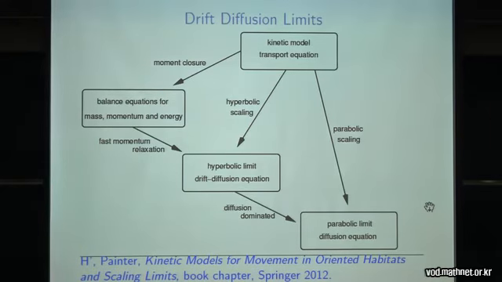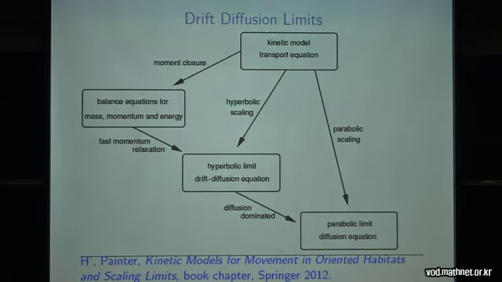Okay. So now we have this kinetic model, the transport equation, which is here in the schematic on top. But I would like to scale it down to a diffusion model, because diffusion models are easier to handle. And this is actually what we need for the glioma study. So I would like to go here, parabolic limit diffusion equation. There are many ways to do the scaling, and here I show the three most prominent ones: the moment closure, hyperbolic scaling, parabolic scaling.